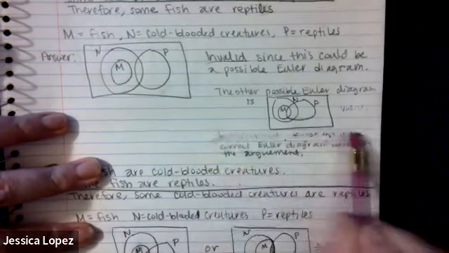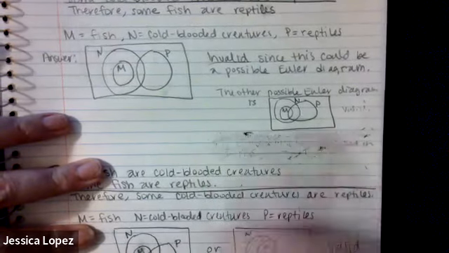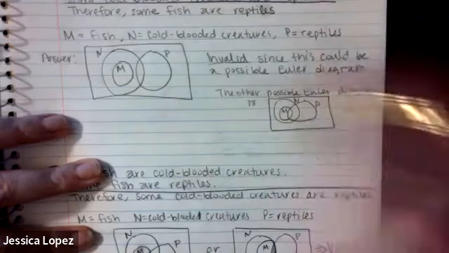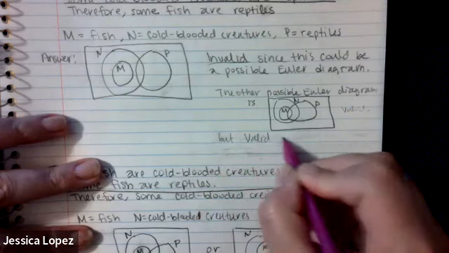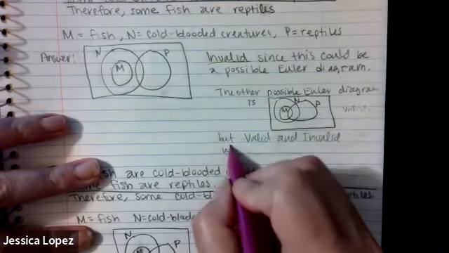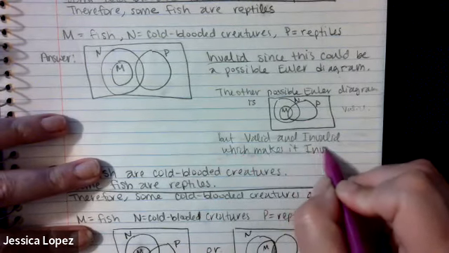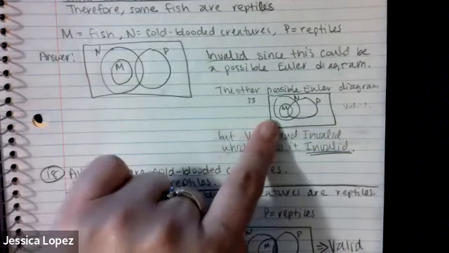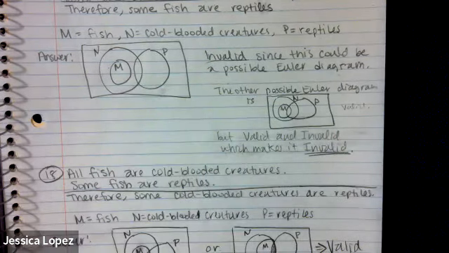So the argument is, or not the argument, the conclusion isn't that it's invalid because we can't choose this. It's because you have valid and invalid, which makes it invalid overall. Okay, so even though this one is valid, this one is invalid. They would both have to be valid in order to say it's valid, period.